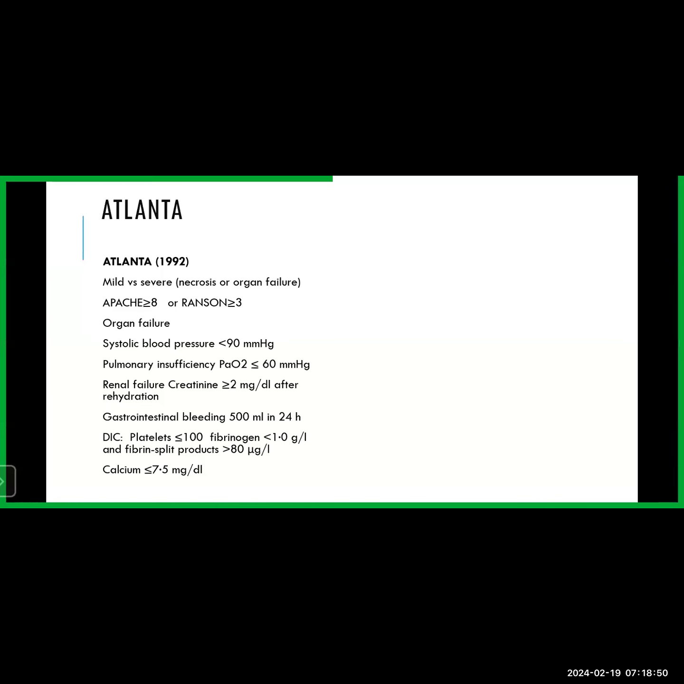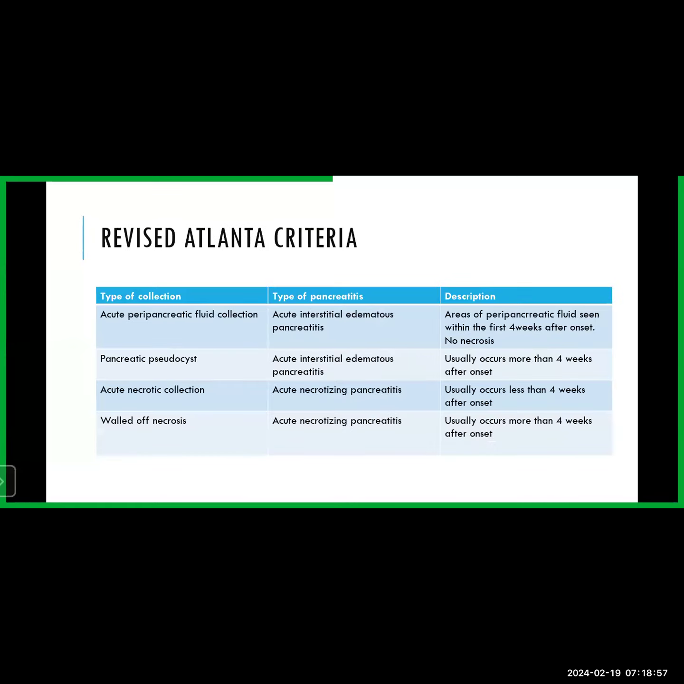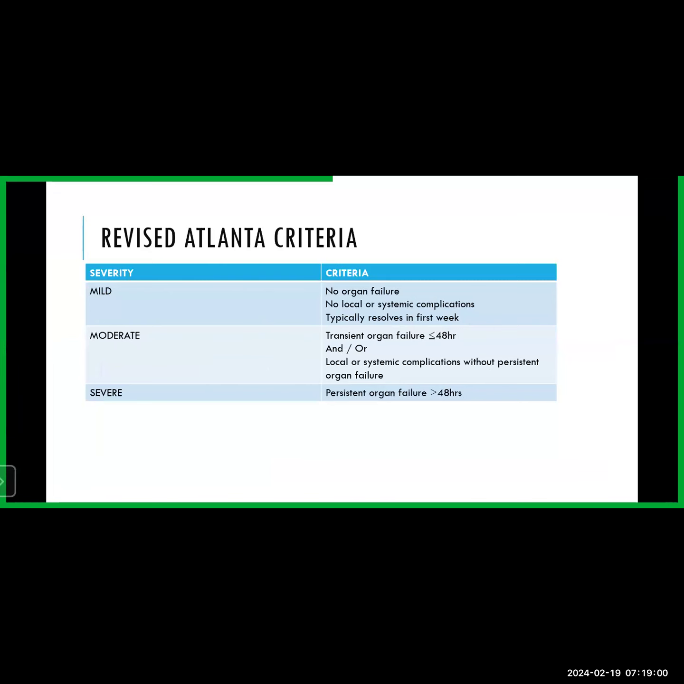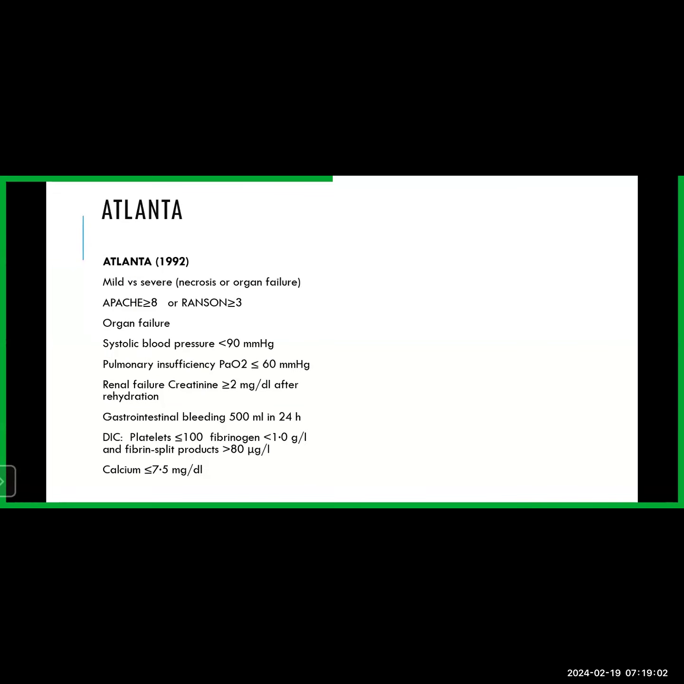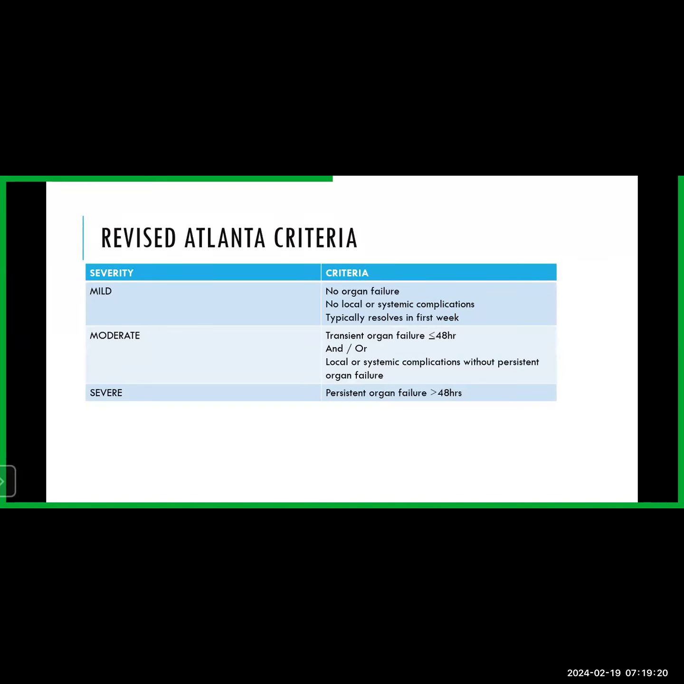The Atlanta criteria: there's one that was done in 1992 and a recent one that was done in 2008. But the one in 1992 was a bit cumbersome and didn't address some issues. And so there was a revised Atlanta criteria in 2008, which talked about the severity based on some criteria.